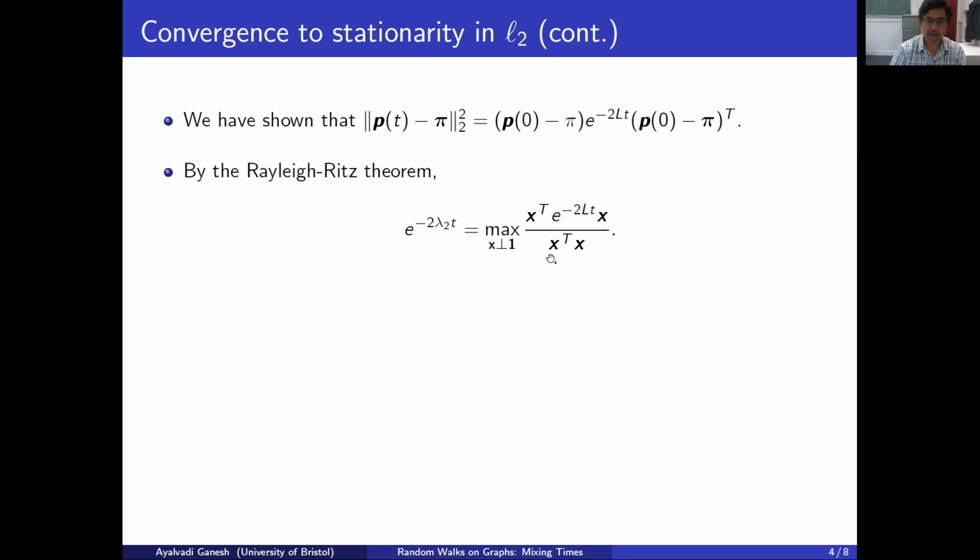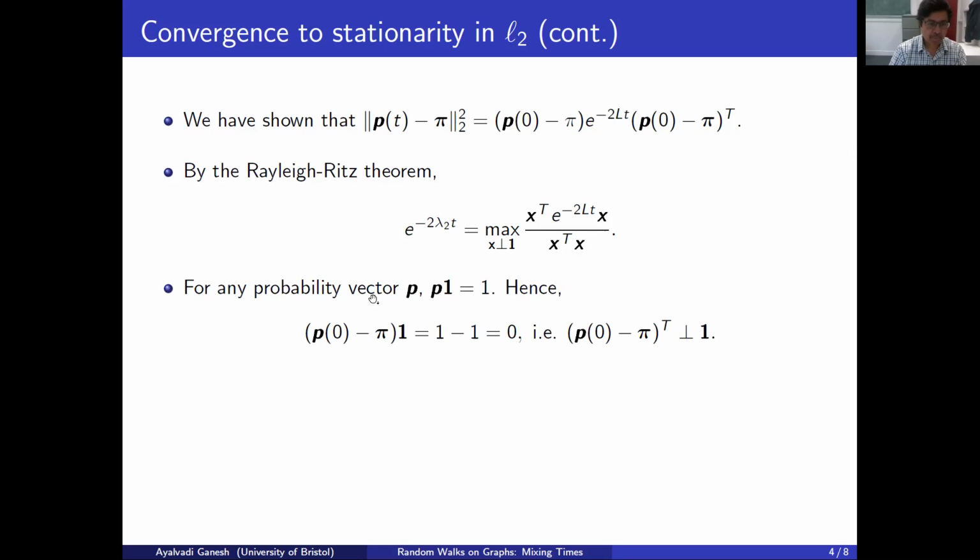And so we are going to apply this. Okay, we'll come to that in just a second. Now, for any probability vector P, this is a row vector, remember, if we multiply it by the all one column vector, then we are adding up all the elements of the vector P. And for a probability vector, that's necessarily 1. So if we look at this difference P naught minus pi of two probability vectors and multiply it by the all one vector, we get 1 minus 1, which is 0. And that says that this vector P naught minus pi is orthogonal to the all one vector.